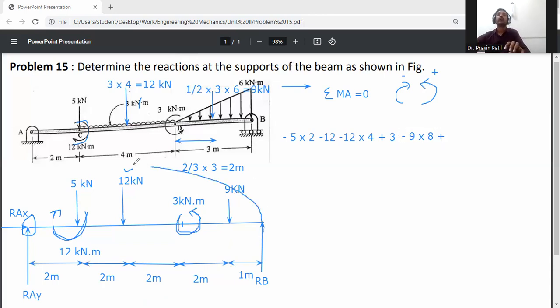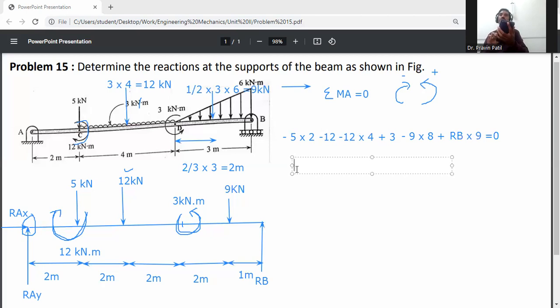Okay. Then the last one, this one RB. How is RB rotating about A? It will be anti-clockwise direction. Anti-clockwise direction will be positive. RB into the perpendicular distance B to A: 1 + 2, 3, 3 + 2, 5, 5 + 2, 7, 7 + 2, 9. Summation of moments about A is equal to 0. From this relation, we will get the RB value.